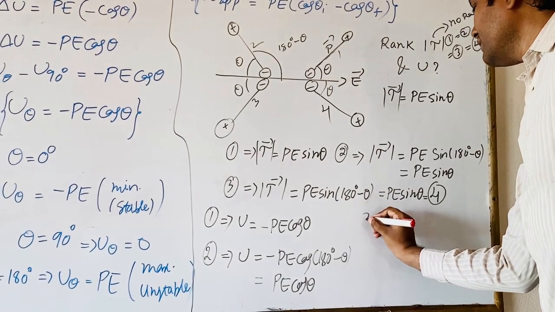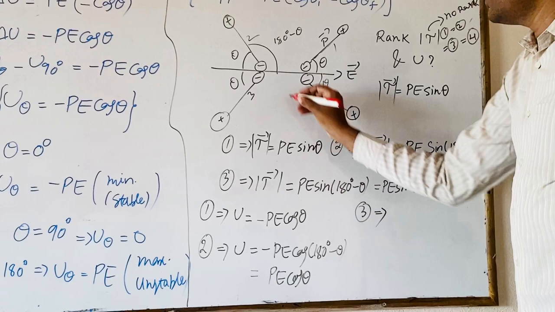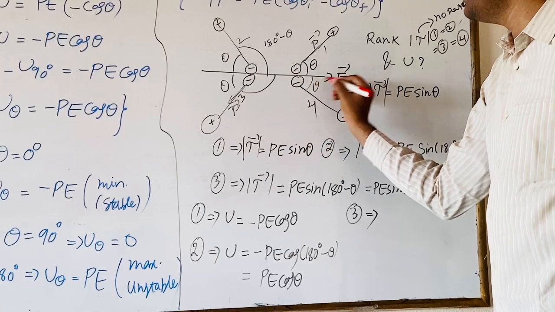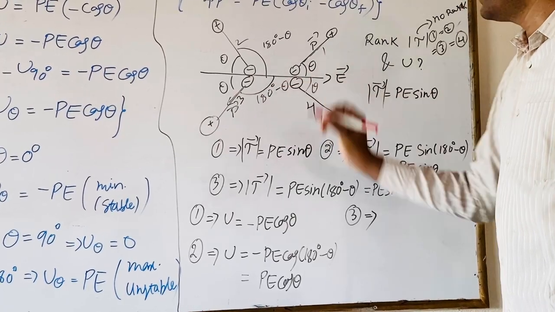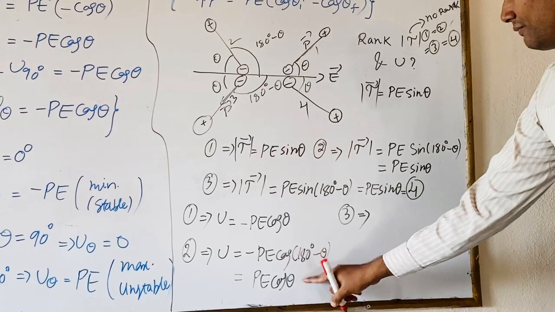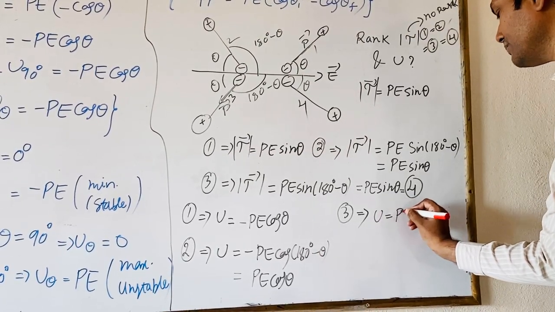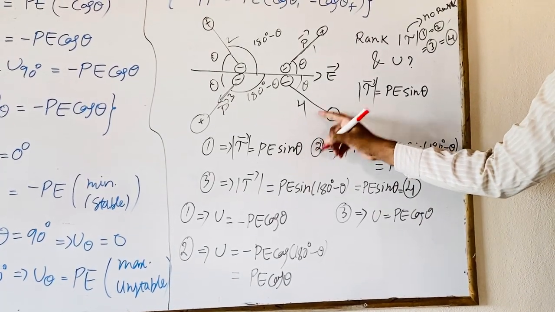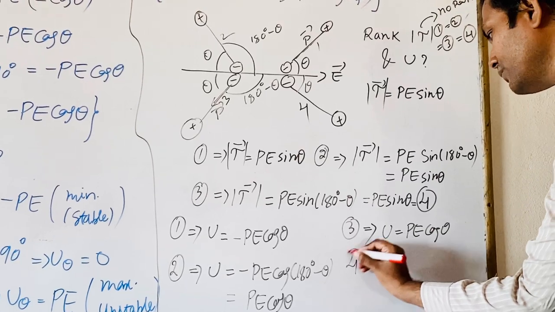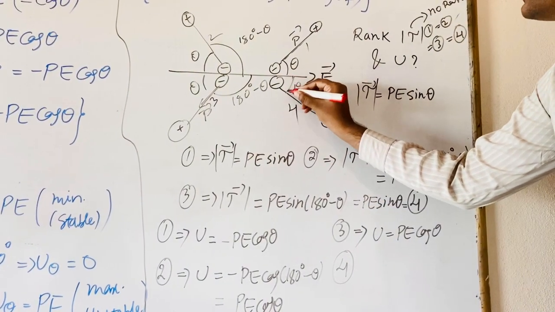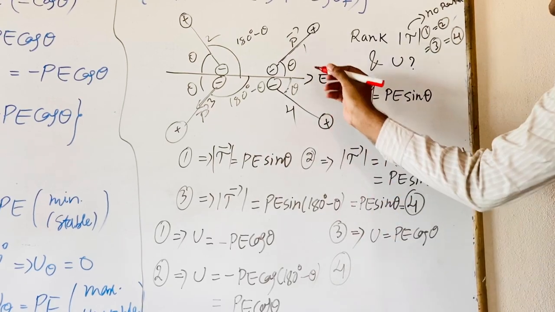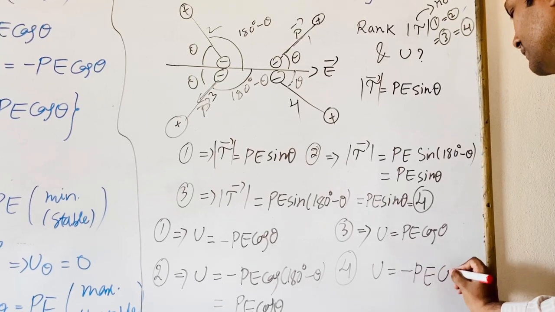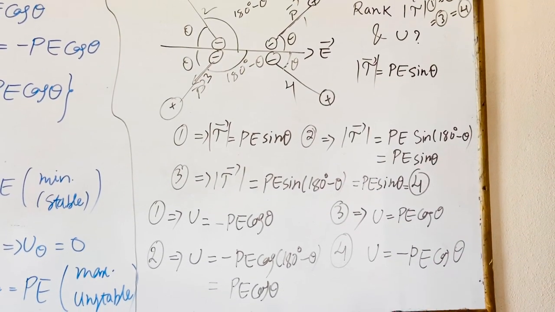So again for the third dipole, what is the angle between the direction of the P bar and the direction of the E bar? This is also equal to 180 degrees minus theta. That's why here again we will get the same, U is equal to plus P cos theta. Okay, suppose I am concentrating on the fourth dipole. It makes the same angle with the direction of the electric field, that is theta. That's why here we can write again minus P cos theta.